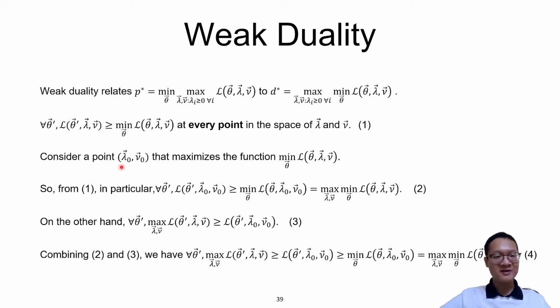Next, we considered a point, lambda_0 and nu_0, which maximizes this function. So this function is actually a function of two variables now, lambda and nu, but let's consider a point that maximizes this function.